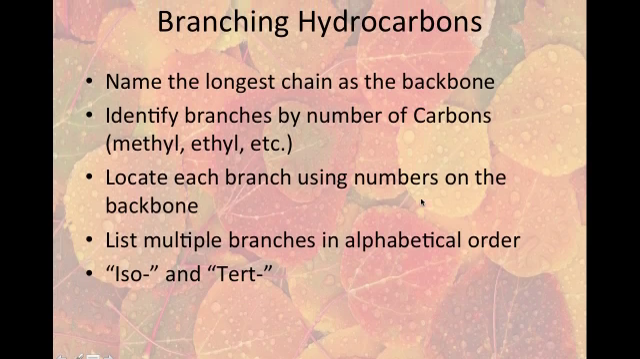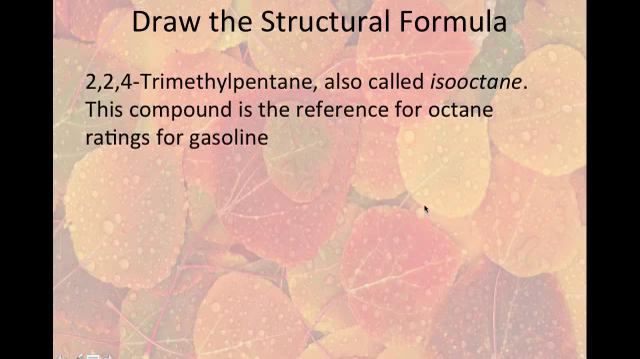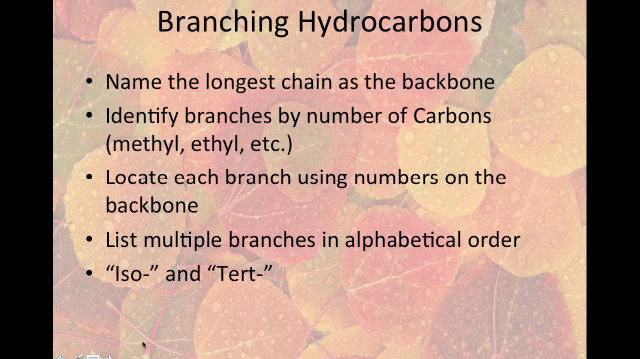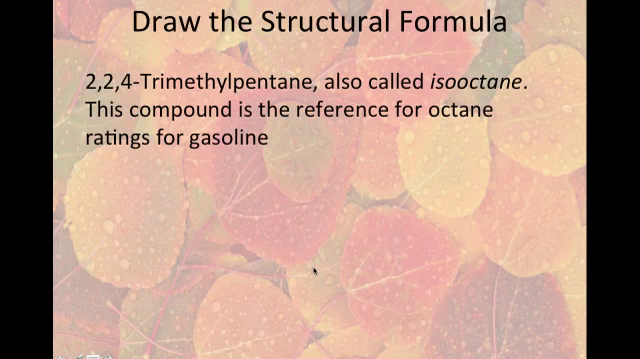Sometimes we have branching hydrocarbons. Branching hydrocarbons simply means that there's something attached to the backbone. So we name the longest chain as the backbone, and then identify the branches by the number of carbons they contain. We call them methyls or ethyls or whatever. We'll locate where the branch is by using the numbers on the backbone again to get the lowest number of carbons. And then if you have multiple branches, we list them in alphabetical order.